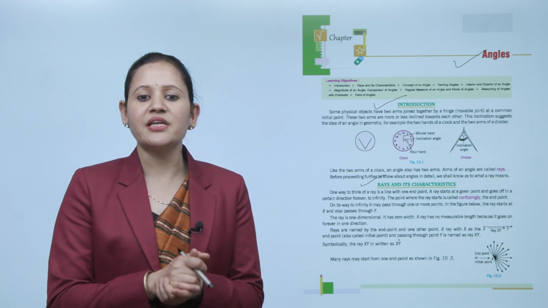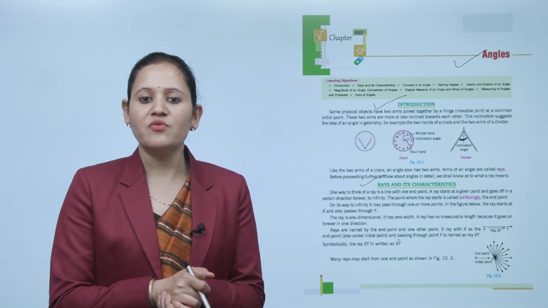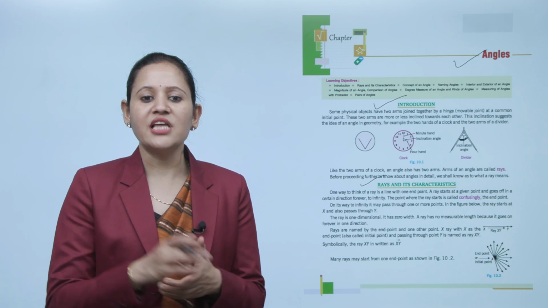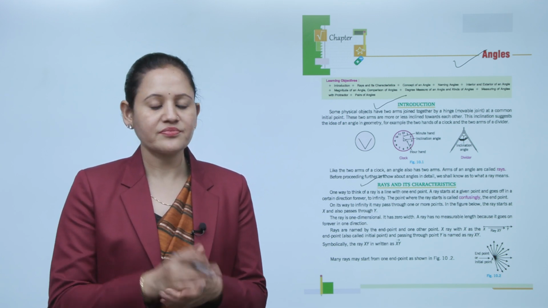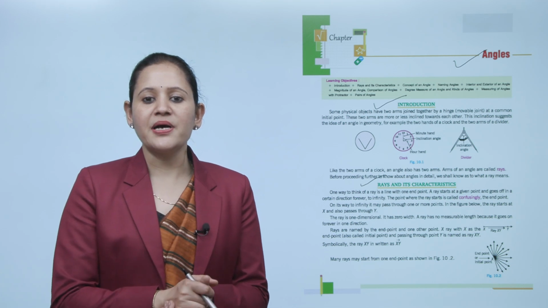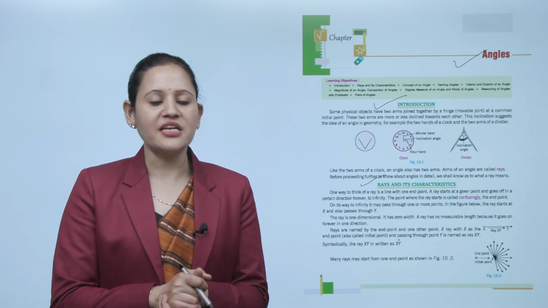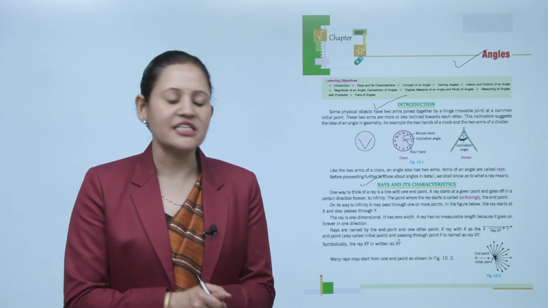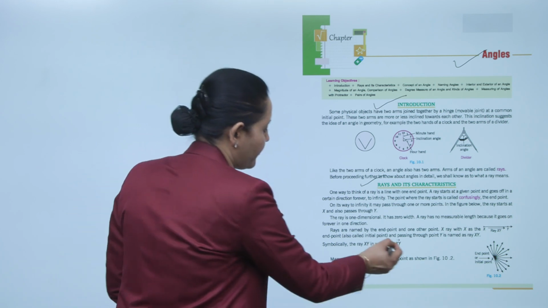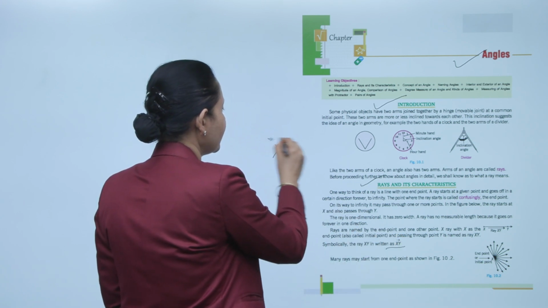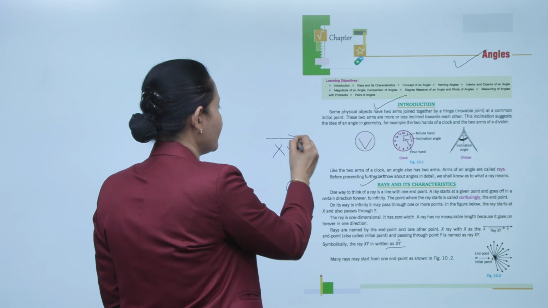Rays are named by the end point and one other point, with X as the end point. What will we call it? Ray XY, because X is the end point and it passes through the point Y. Symbolically, the ray XY is written as ray XY with a one-sided arrow on top that shows a ray. Clear?